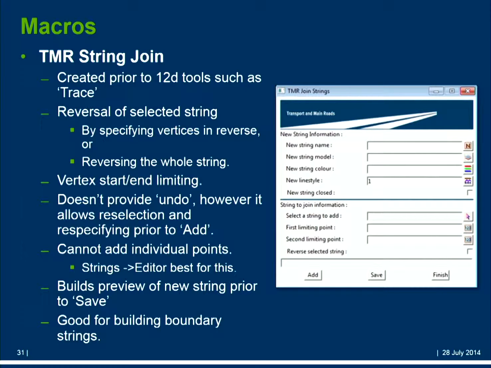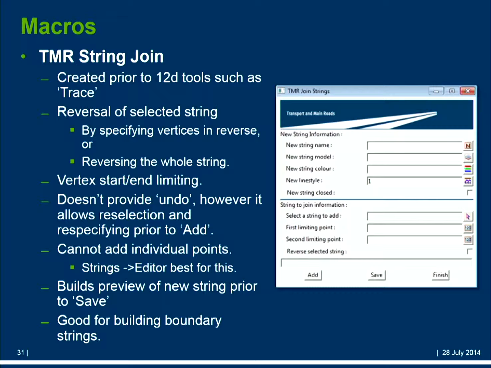String join was created prior to tools like trace. Came out of somewhat a frustration of the string join process in 12D. And it allows for a bit of flexibility in putting your string together, especially for things like boundary strings around models. It allows for reversal of the selected string by either specifying the vertices in reverse or by clicking the checkbox that says reverse selected string.